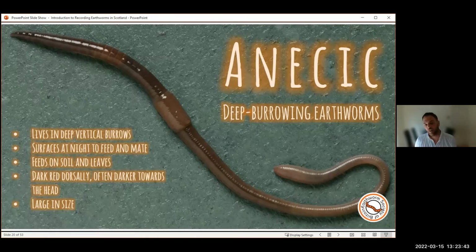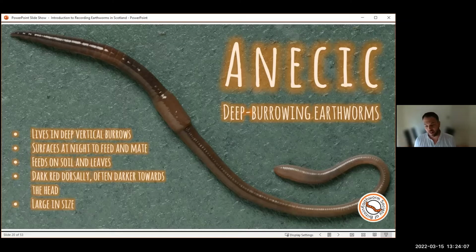So we can tell these apart from the other categories of earthworms because they're big. These are the largest earthworms that we have. And in the UK, our biggest species, Lumbricus terrestris, the lobworm, can grow up to 40 centimetres long. There are earthworms bigger than that around the world, but yeah, in the UK, 40 centimetres long, which is massive for an invertebrate.